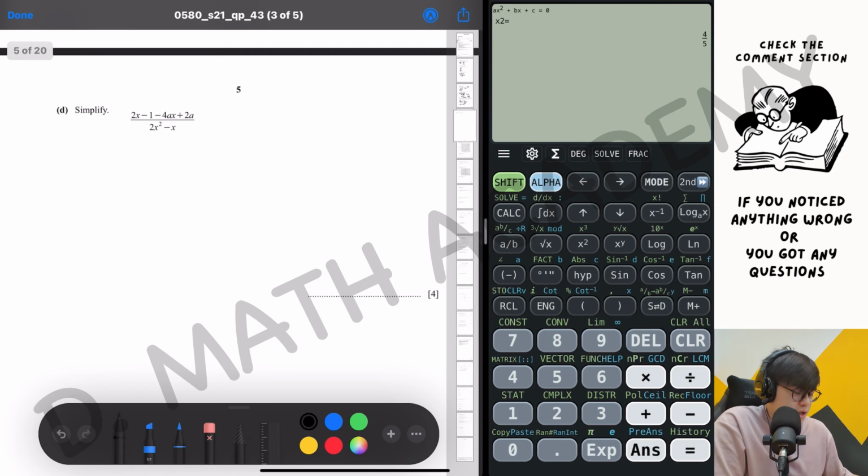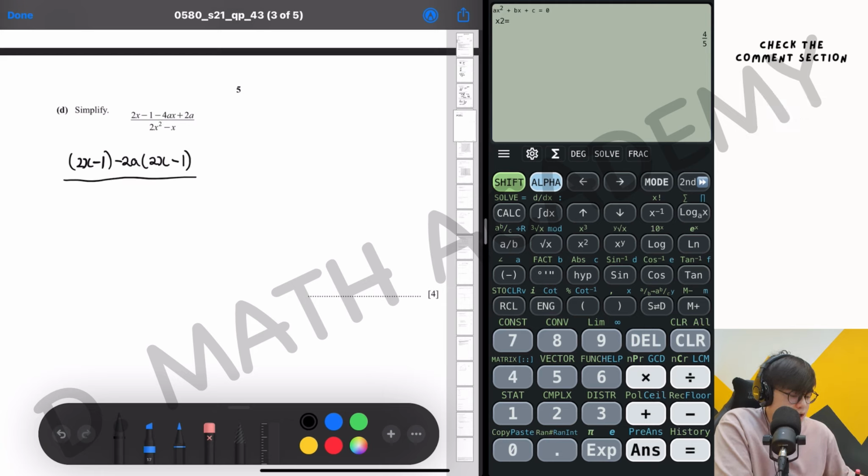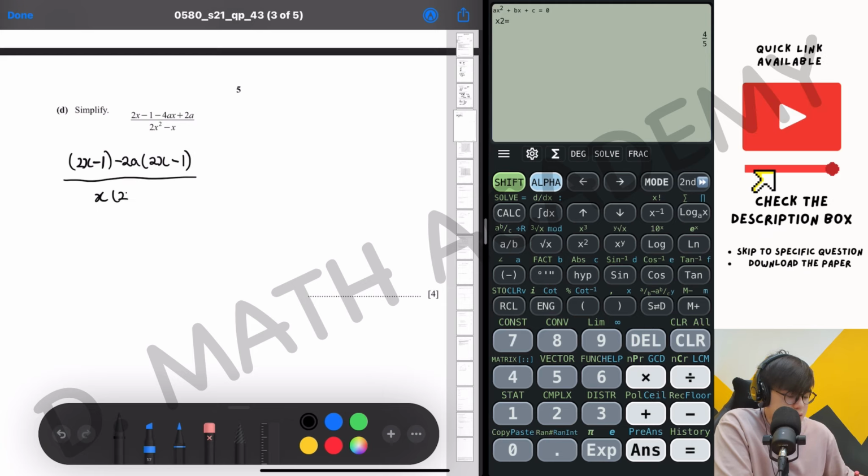Moving on to D. Okay, so if you were to further rearrange this, the first thing that I'm going to leave will be the 2x minus 1, as there's nothing else for you to arrange already. I'll just leave it there first. And then for the one at the back, I'll extract a negative 2a from both of them. So we have 2x minus 1 at the end of the day. As for the bottom, I will take out x and you have 2x minus 1.